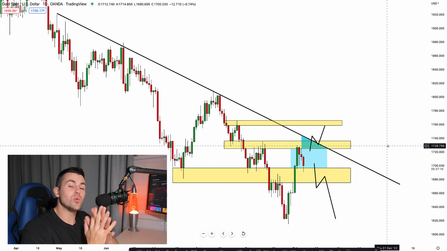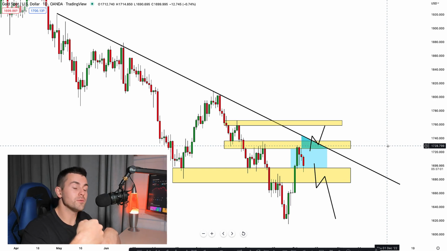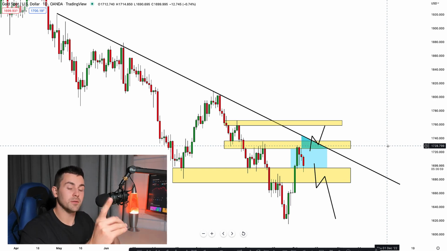Let me know, by the way, in the comment section, traders, what do you believe will happen? Will it go lower, break that support and retest current lows, or will it go higher? Let me know in the comment section.